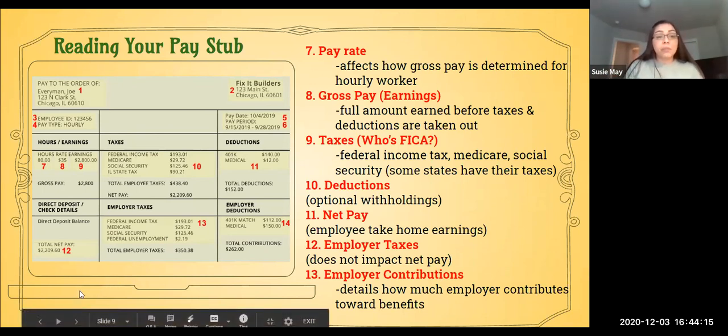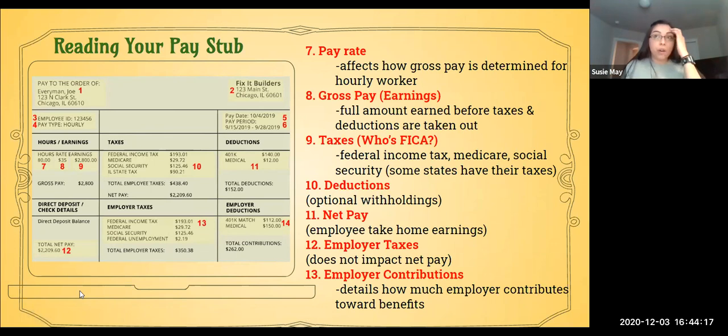Number 13 is employer contributions to you. So if they are paying into maybe a life insurance for you or health insurance or anything like that, it's going to tell you how much your employer is contributing to that, giving to you.